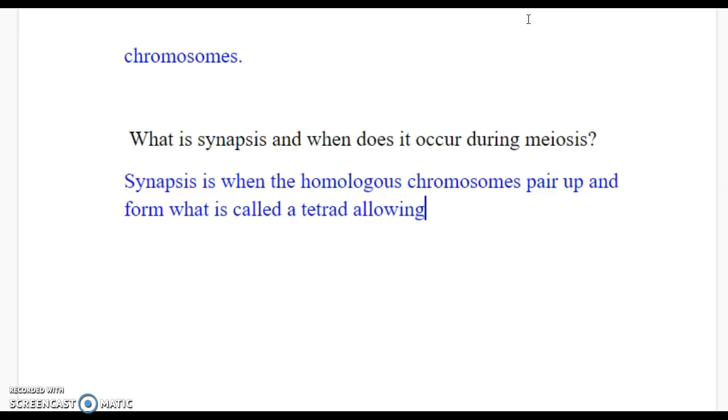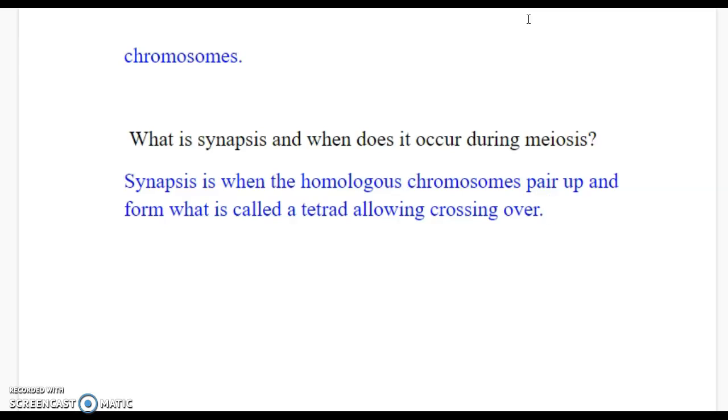allowing crossing over to occur. Remember, crossing over is when those sister chromatids kind of wrap around each other and exchange some genetic information, and it's what adds to genetic diversity. Each time it happens, it can happen in different places, and that swapping of genetic information doesn't happen the same way twice, so that adds to genetic diversity. It's what lets you look somewhat like your siblings, but not identical to your siblings, even though you have the same mom and dad.